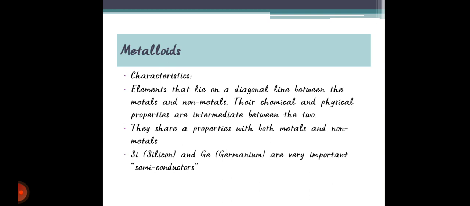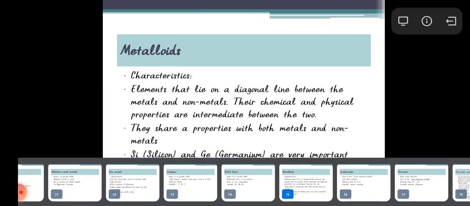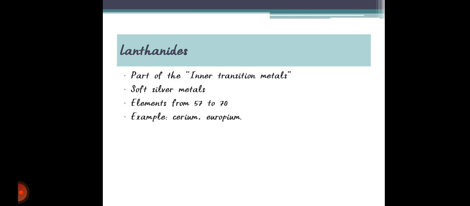Next, metalloids. These are the elements that lie on a diagonal line between metals and nonmetals. Their chemical and physical properties are intermediate between the two. They share properties with both metals and nonmetals. Silicon and germanium are very important semiconductors, and they are examples of metalloids.